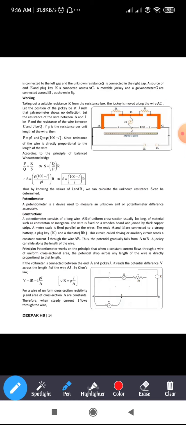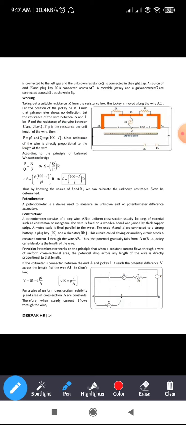Next, as we know that the resistance of the wire is directly proportional to the length of the wire, so this we have read, right? According to that, we have written here P is equal to rho into L and Q is equal to rho into 100 minus L.